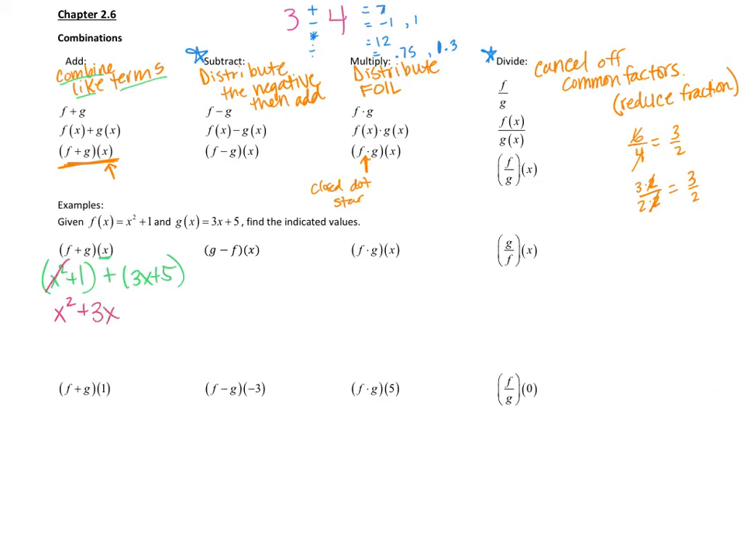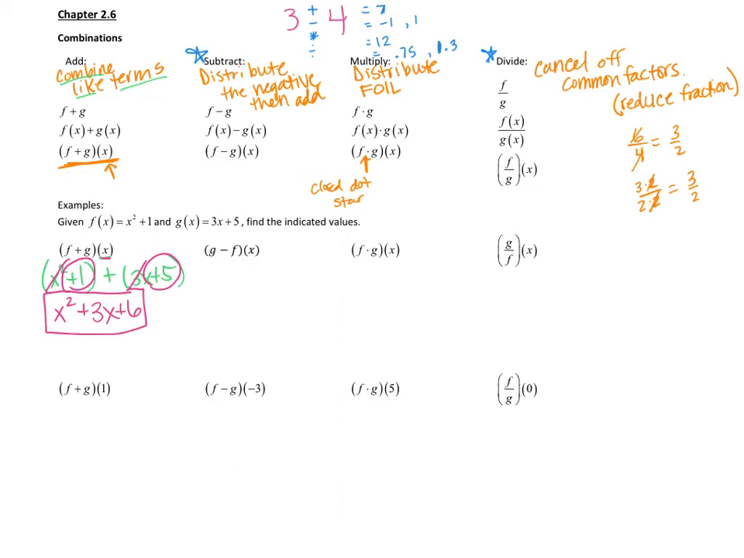3x, there's nothing to combine there. But I can combine my 1 and my 5, which would give me 6. And that would be my final answer. So I might not have a single number answer because this has an x in it. Okay, remember that x there at the end. All right, let's look at our next one.